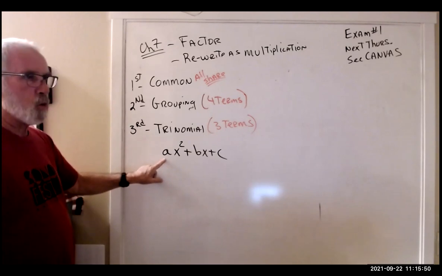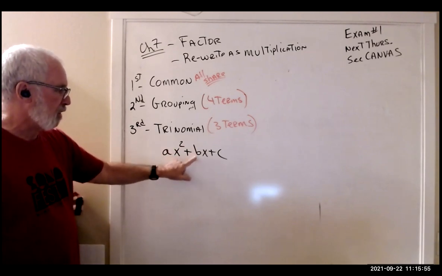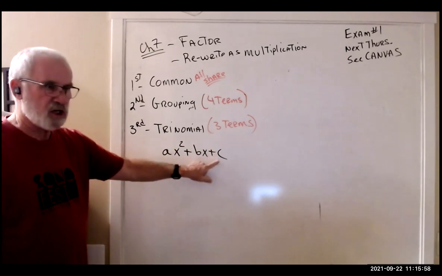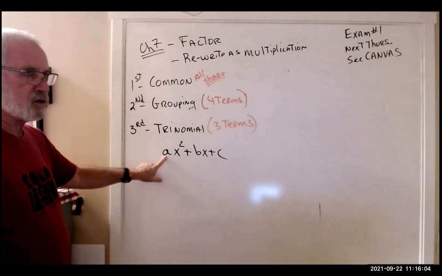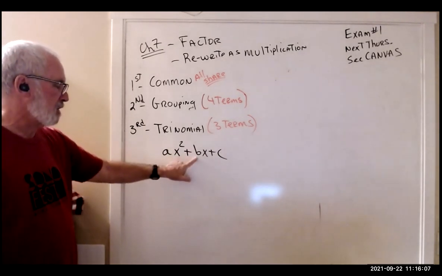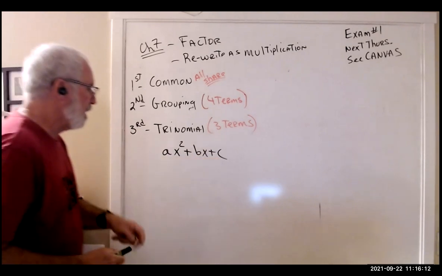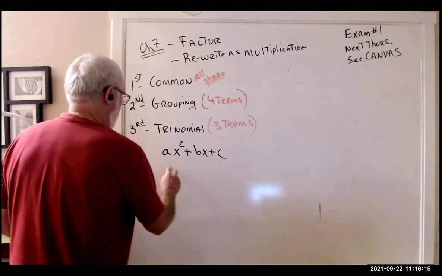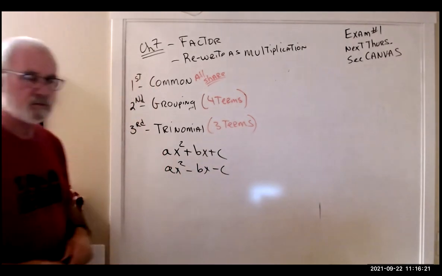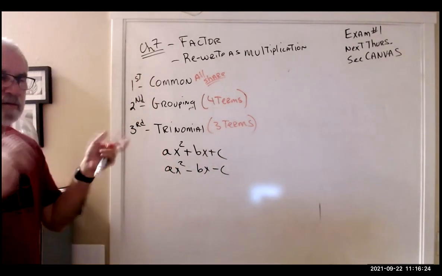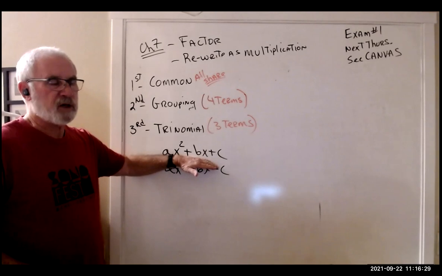A is always considered the coefficient of x squared. B is always considered the coefficient of x. C is called the constant. Okay. A is the coefficient of x squared. B is the coefficient of x. C is called the constant. It has no variable. Now, I should point out that a trinomial could have minus signs in it also. We just say plus because it's easier, but it could be minus also.